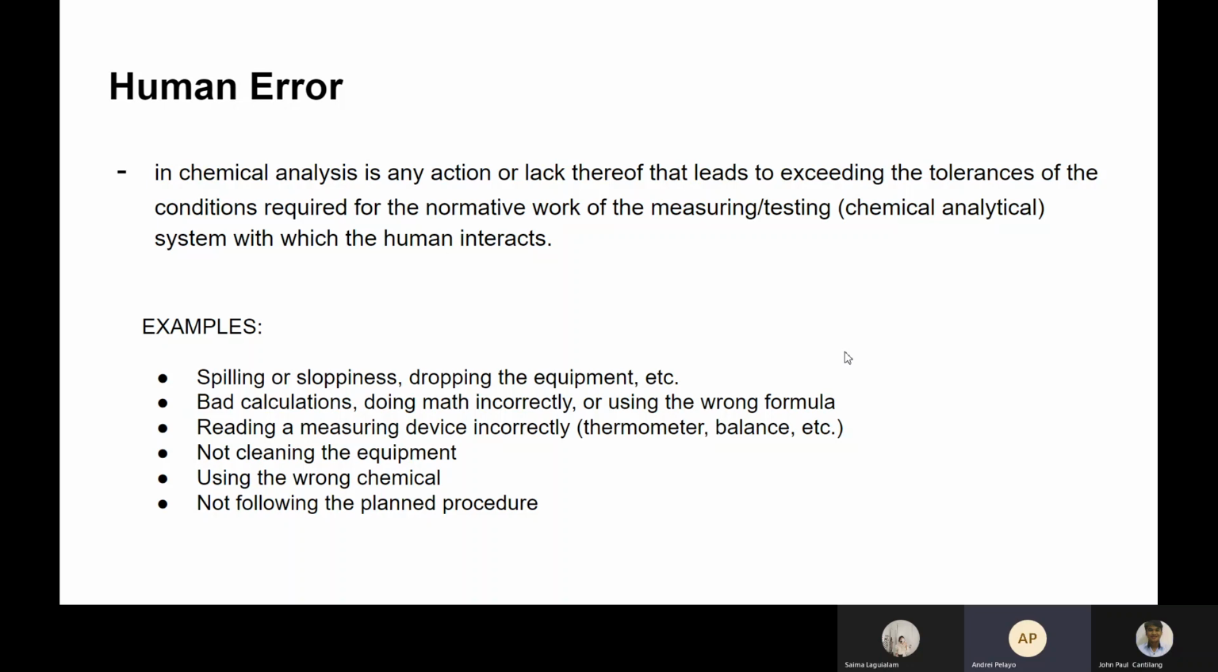So here are some examples of human error. Spilling or sloppiness, dropping the equipment, bad calculations, doing math incorrectly or using the wrong formula, reading a measuring device incorrectly, thermometer or balance, not cleaning the equipment, using the wrong chemical, not following the planned procedure.